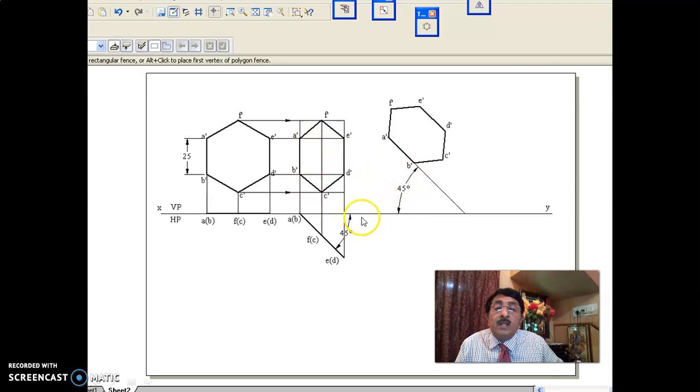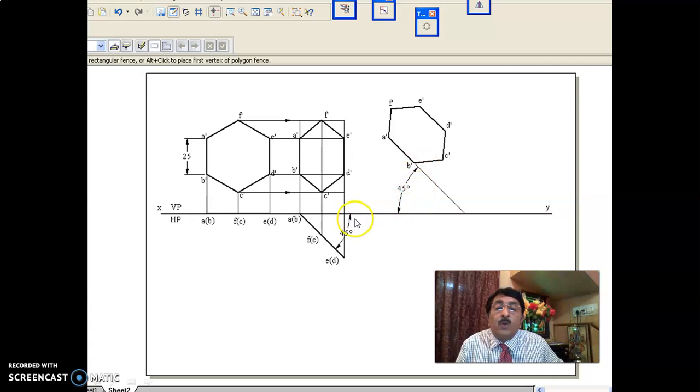Since this 45 degrees to VP is constant, since I moved it with a constant inclination of 45 degrees to VP, since I rotated about AB with a constant inclination of 45 degrees to VP, whatever I do, the front view remains the same. In this position, the surface is inclined at 45 degrees to VP only, but the edge in VP is inclined at 45 degrees to HP. This is the thing.